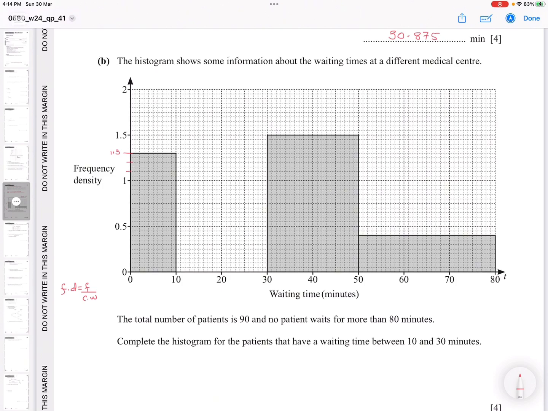Frequency density is 1.3, equals frequency, which is to be calculated, over class width. The class is from 0 to 10, so your class width is 10. So frequency would be 10 times 1.3, which is 13. So the frequency of this bar is 13.